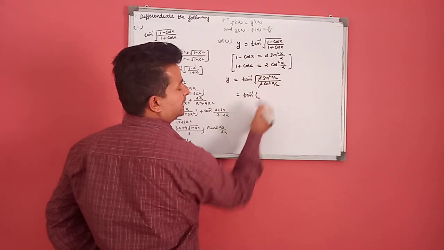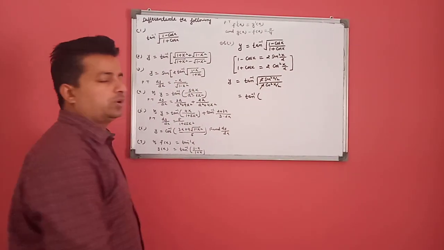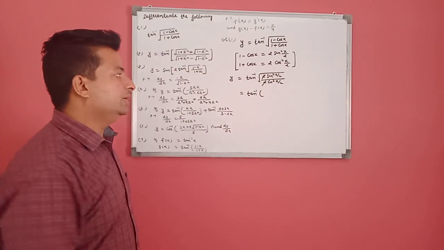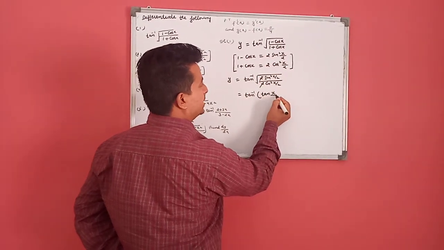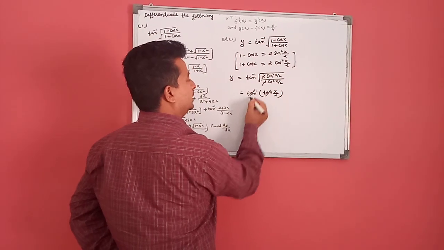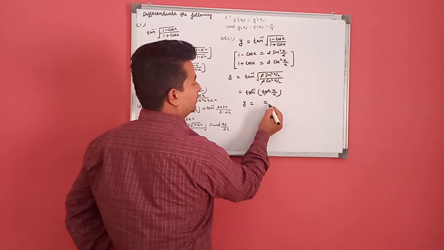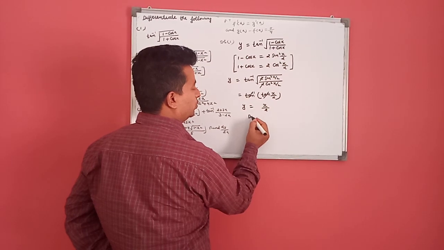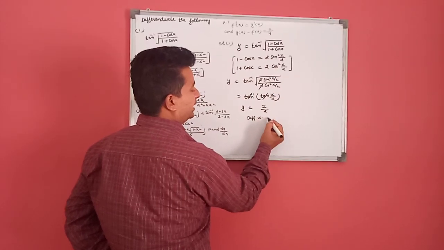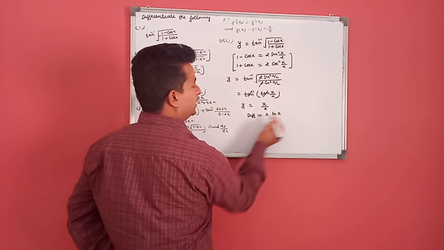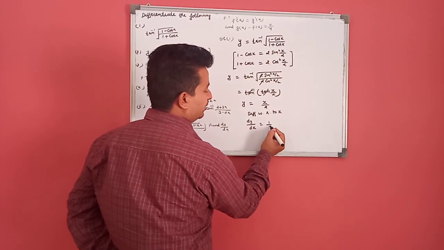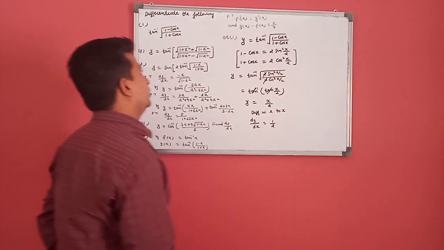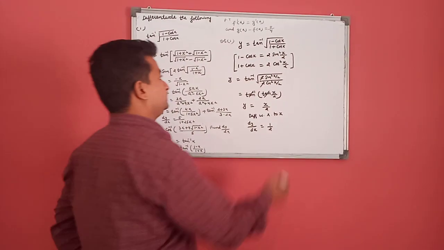As we know, sin square x by 2 upon cos square x by 2 is equal to tan square, and its square root is tan x upon 2. This cancels out. So y is equal to x upon 2. When we differentiate with respect to x, its derivative is 1 upon 2. So 1 upon 2 is the answer.